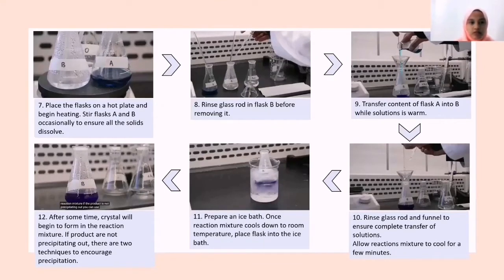So the next step is to place the flasks on a hot plate and begin heating them slowly until it simmers. Stir flasks A and B occasionally to ensure that all of the solids dissolve. After the flasks are heated until simmering, remove flasks A, B as well as the third flask from the burner and rinse the glass rod in flask B before removing it.